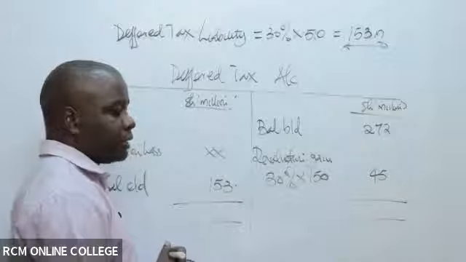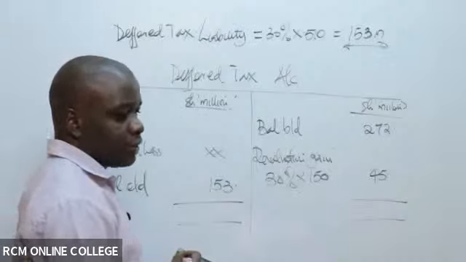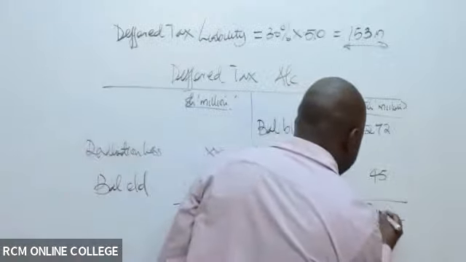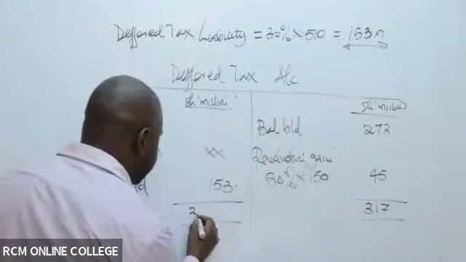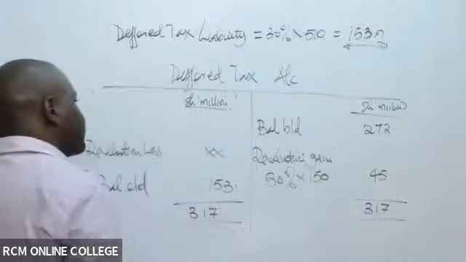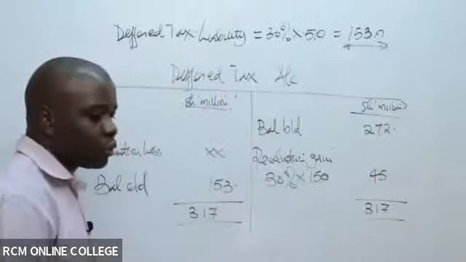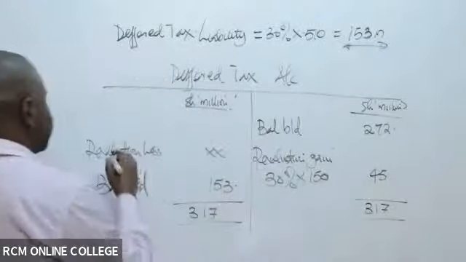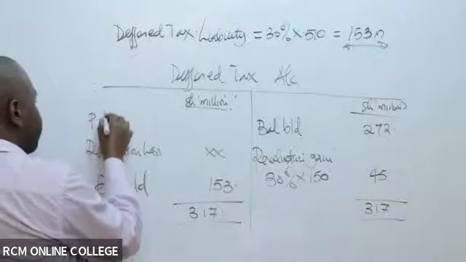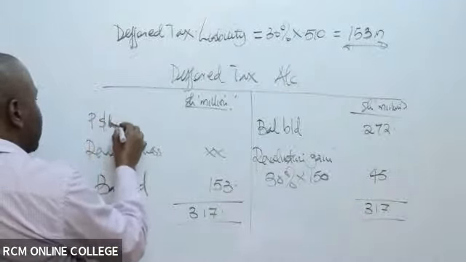What is the total there? 317. I think it's 317. And in this case, 317. The difference will actually go to the P&L account or the income statement.